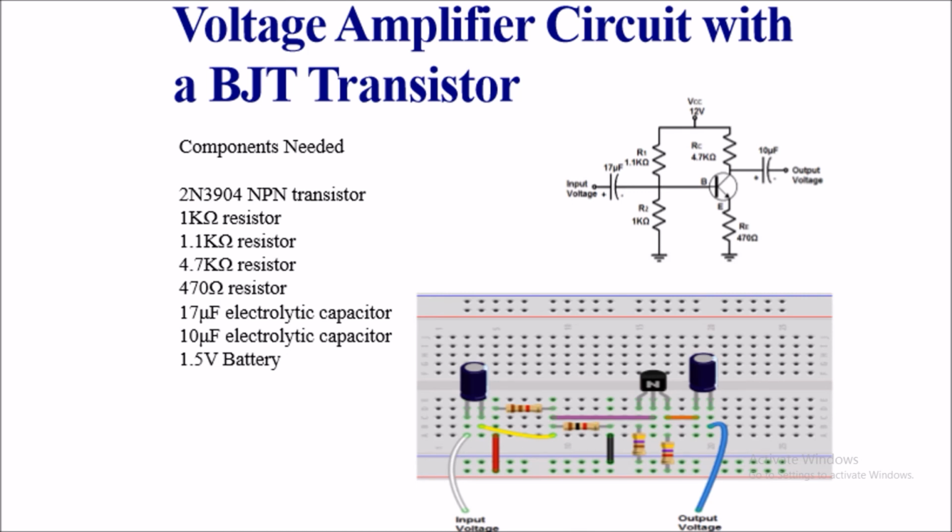The diagram shows a voltage amplifier circuit with a BJT transistor. We have here the input voltage, then a capacitor of 17 microfarad, and a combination of resistors on this diagram and the BJT here. Then another capacitor of 10 microfarad and the voltage output. An electrolytic capacitor and a battery of 1.5 volts. This is a voltage amplifier circuit to amplify the input and get an output with high voltage.